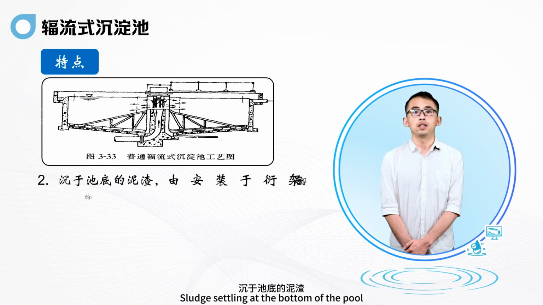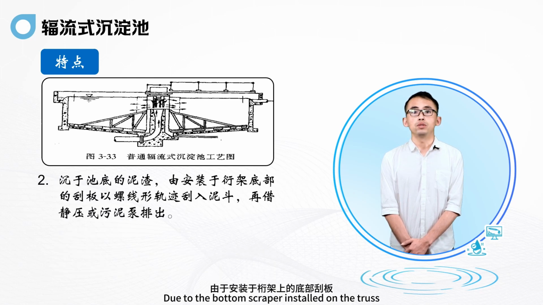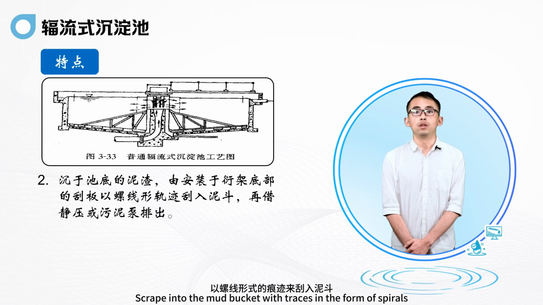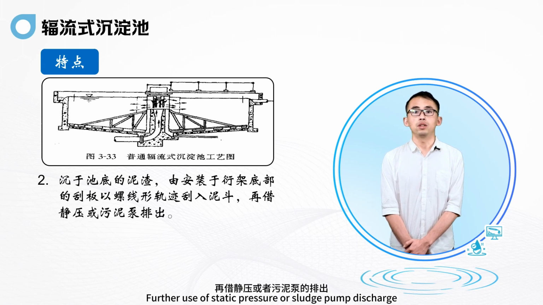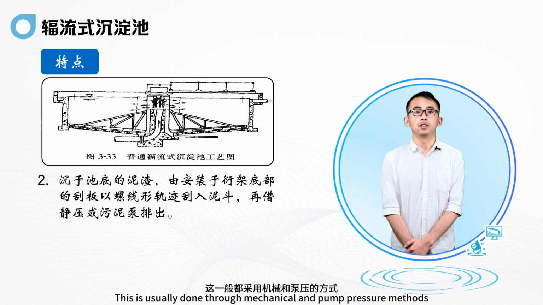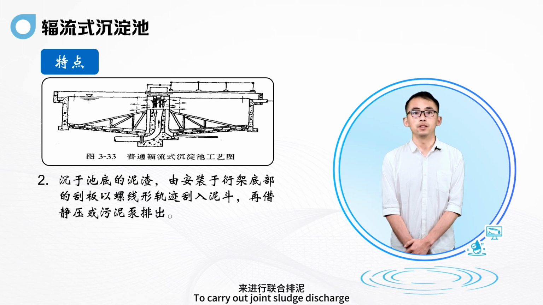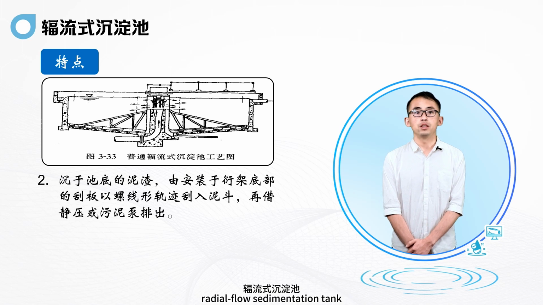Sludge settles at the bottom of the pool. The bottom scraper installed on the truss scrapes it into the mud hopper along a spiral trace. Further discharge uses static pressure or a sludge pump. This is usually done through mechanical and pump pressure methods together for sludge discharge in the radial flow sedimentation tank.